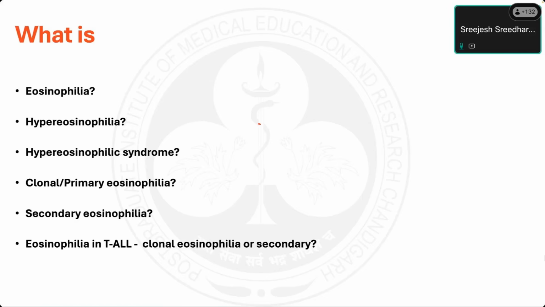So when the eosinophilia is accompanied by an end organ dysfunction like a cardiac failure or a neurological dysfunction or something, then we call it a hypereosinophilic syndrome. So hypereosinophilia is just the presence of eosinophils. An individual can have a very high eosinophil count and may be asymptomatic, but if it is associated with symptoms of organ dysfunction, then it is called hypereosinophilic syndrome.